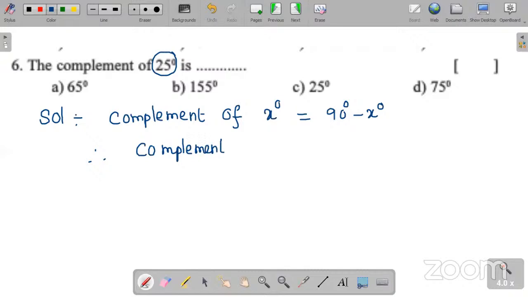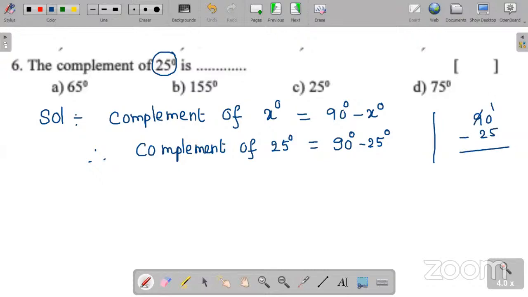The complement of 25 degrees means in the place of x put 25. You need to subtract 25 from 90 degrees. So from 90 subtract 25. How do you subtract? Borrow 10. This becomes 8. 10 minus 5 is 5. 8 minus 2 is 6. So 65 is the right answer.